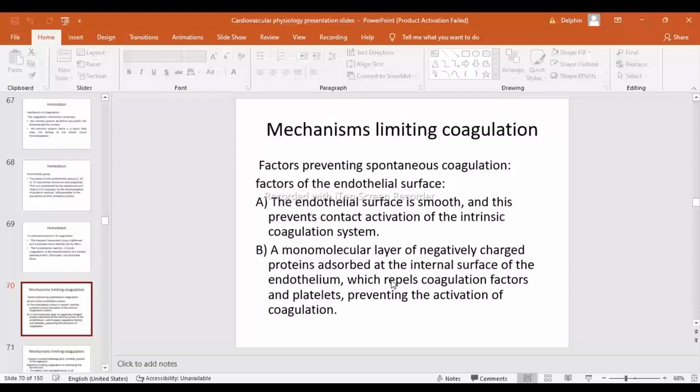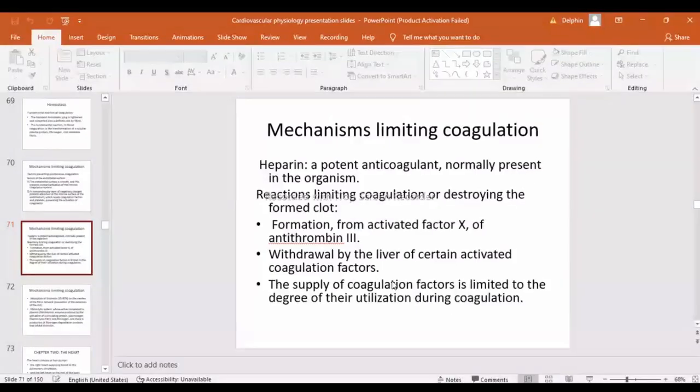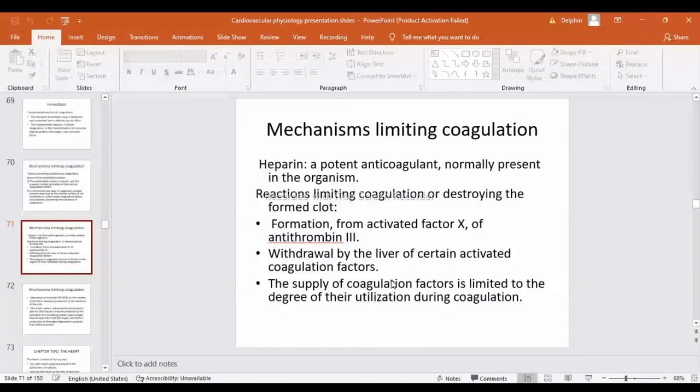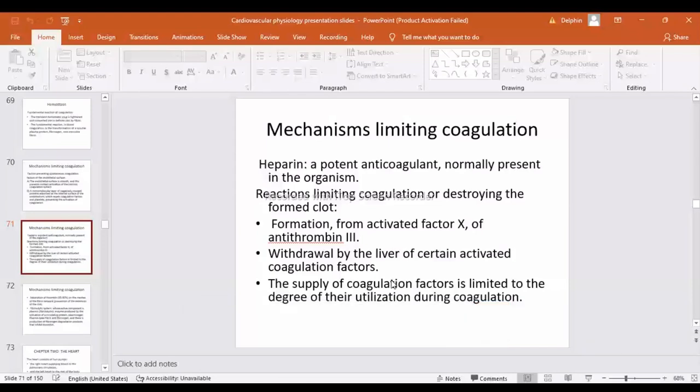And also heparin, this is the anticoagulant, is in our organism. And also there is the reaction limiting coagulation or destroying the formation of clot, with formation from activated factor 5 of antithrombin 3. And also you have a withdrawal by the liver of certain activated coagulation factors. The supply of coagulation factors is limited to the degree of their utilization during coagulation.